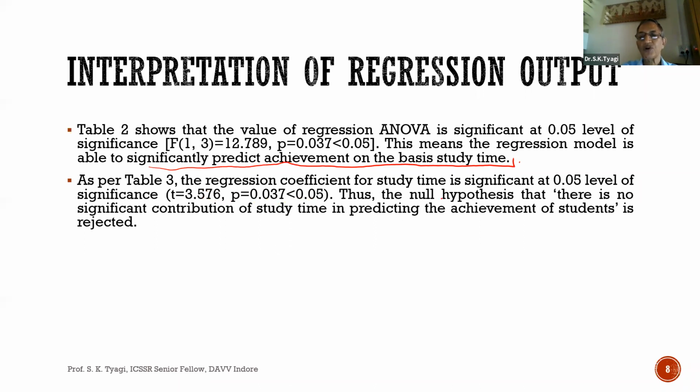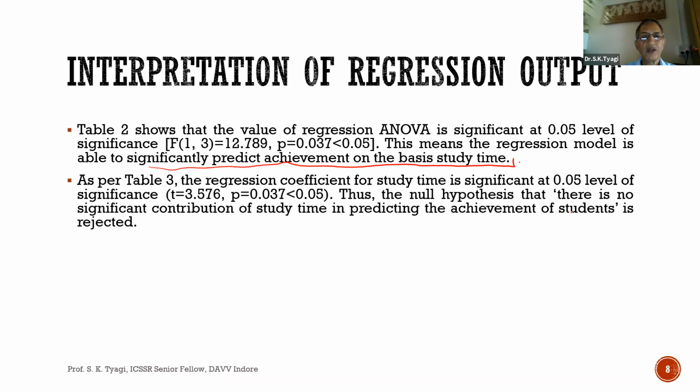Therefore, the null hypothesis that there is no significant contribution of study time in predicting the achievement of students is rejected. This is the null hypothesis which you have framed, and we are testing it, and we found that we can reject this null hypothesis. Null hypothesis says that it does not have significant contribution in prediction, and we are rejecting it. That is, it is contributing significantly in predicting the achievement of students.